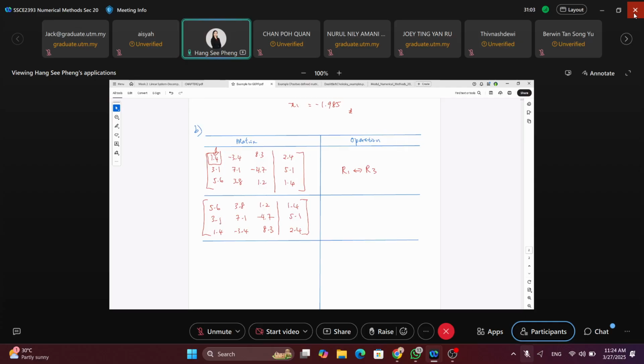Then we can perform the operations. Find the M21, same process. So we have 3.1 divided by 5.6. So the operation is minus M21, R1 plus R2, and we get a new R2. And also, we find what M31 is. So minus M31, R1 plus R3.